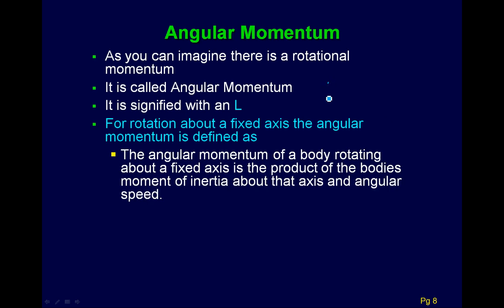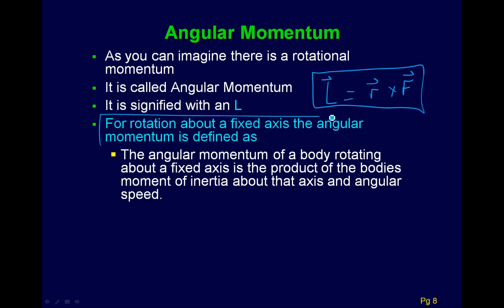Now technically, angular momentum is written as what's called a cross product, and you can read up on that if you want. We won't deal too much with that, but that is the technical definition. But for us, we're going to deal with situations, and the book does this mostly as well, for rotation about a fixed axis. So when your axis of rotation does not change, when it's fixed, the angular momentum is defined simply as the moment of inertia times the angular velocity.